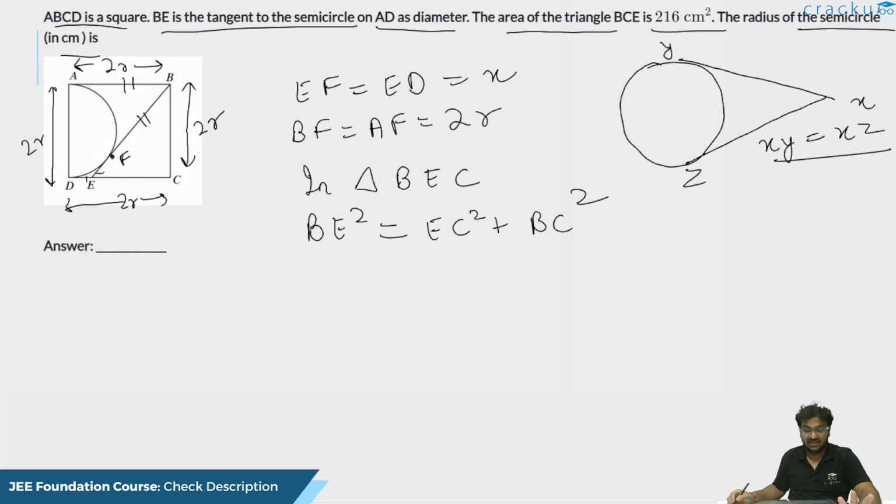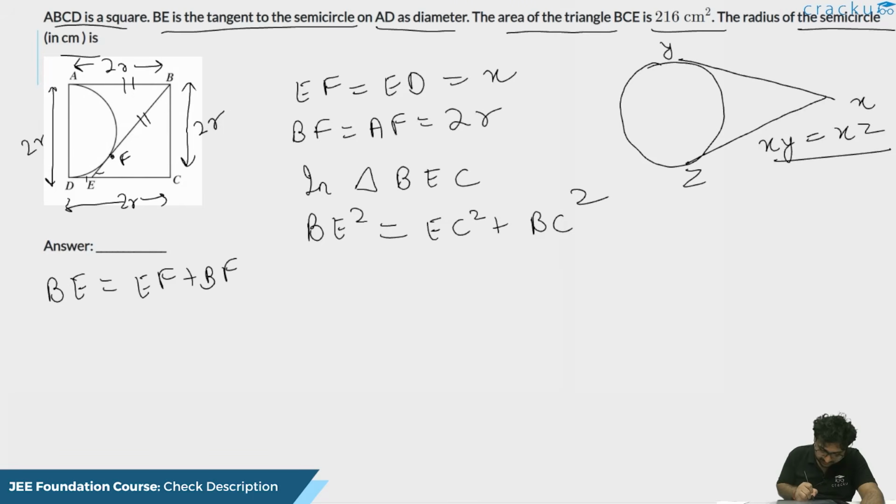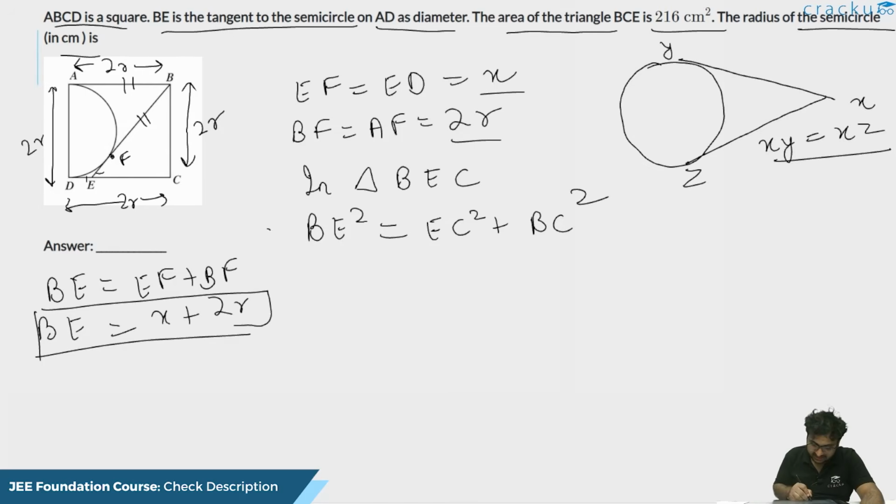Okay. Now let us find the value of BE. So BE will be equal to what? EF plus BF. EF is what? X. What is BF? BF is 2R. So BE will be equal to what? X plus 2R. So BE is done.